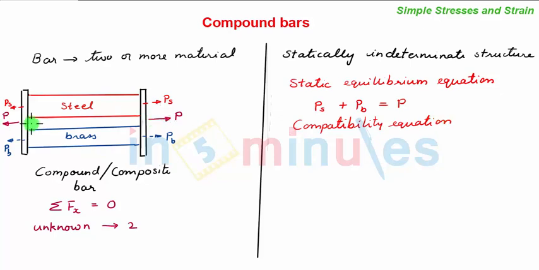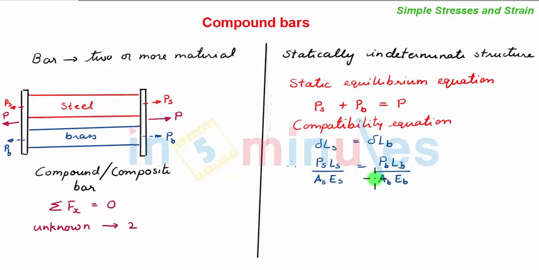Now as we know, as the load is applied, both the steel and brass bars will be subjected to tensile load, and both will elongate, and the elongation of both the bars will be the same. So we have this compatibility equation as delta L of steel bar is equal to delta L of brass bar. If we write the formula of delta L, we get PS LS upon AS ES is equal to PB LB upon AB EB.